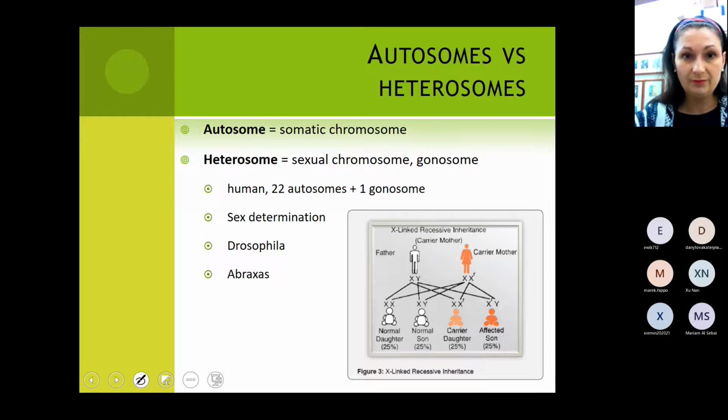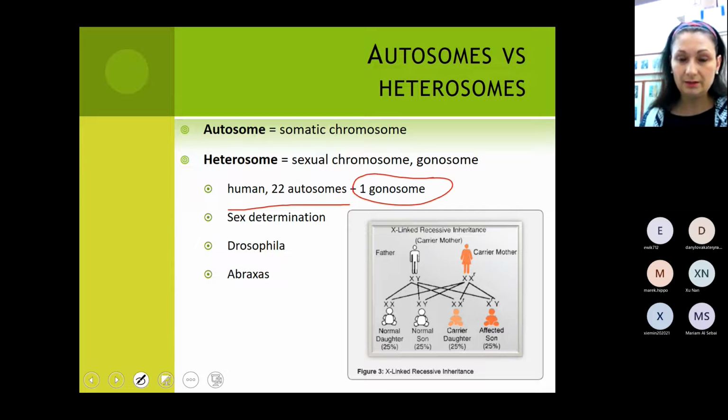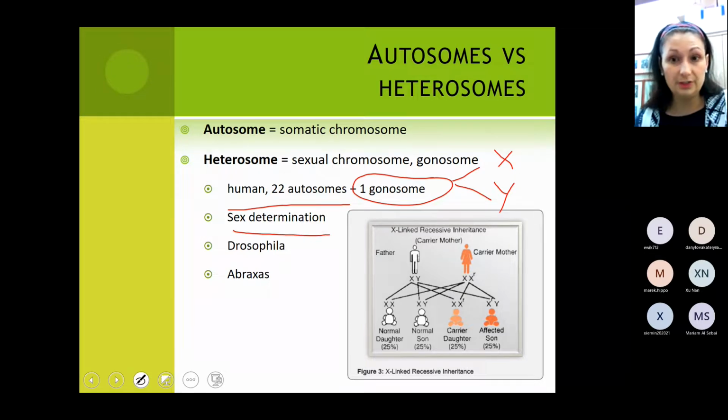22 of them are autosomes. So it means that they don't depend on the sexual difference. The last one, number 23, is different. For women, it's X. For men, it's Y. So the sexual determination based on this gonosomal chromosome is very important. This is the first point.